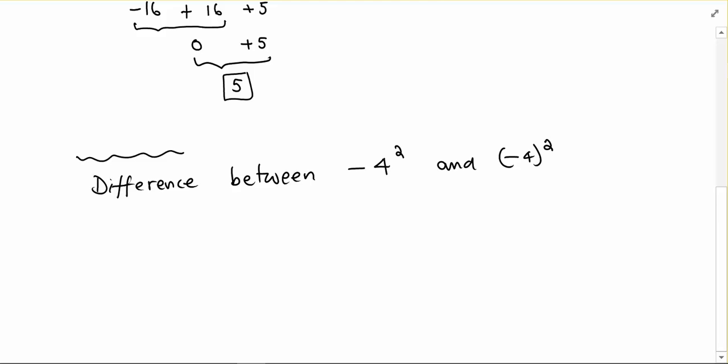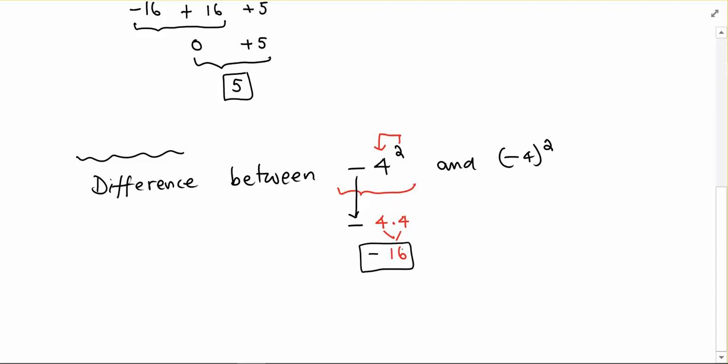Exponents only see one item to their left. So this exponent only sees the 4. So in this case, when we work this problem out, what we really have is minus, and 4 times 4. So 4 times 4 becomes 16, and with that minus in front, it becomes minus 16.